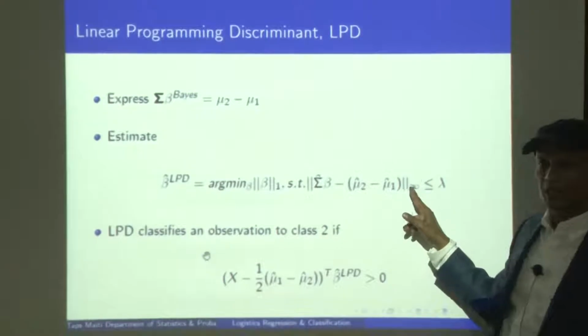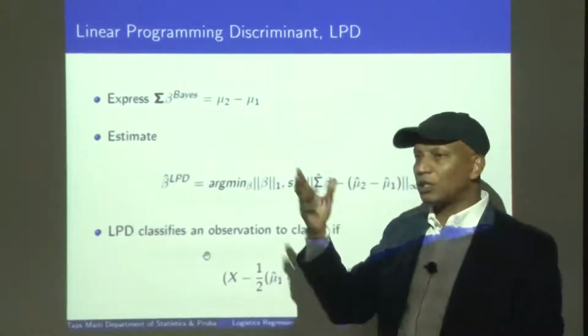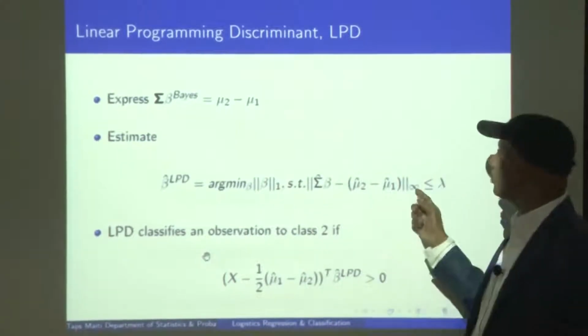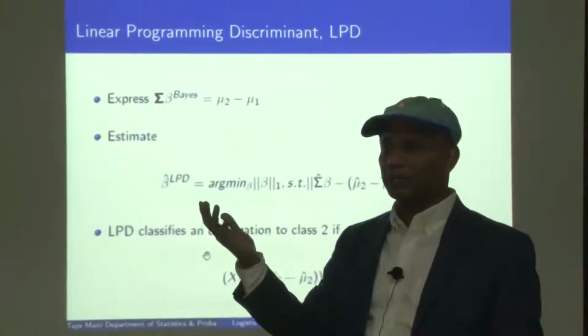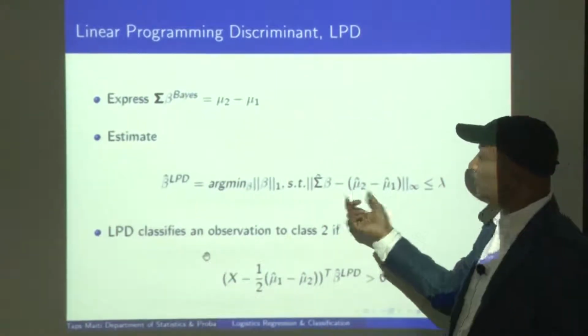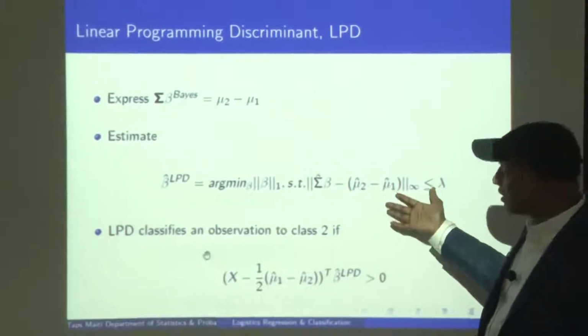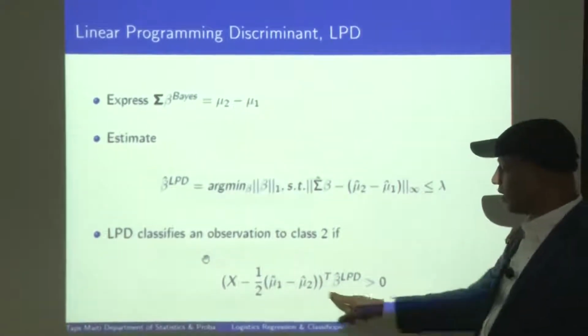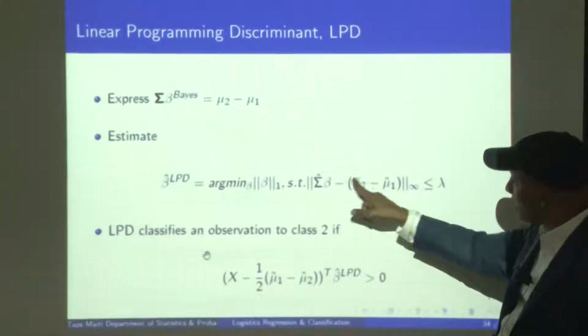What is this infinity norm? Does everybody know? Yes. The maximum of these differences would be less than lambda. So if the maximum is less than lambda, then all of them will be less than lambda. But this is another proposal. Once you have this, then you propose this classifier. You see that you are estimating this with these conditions.